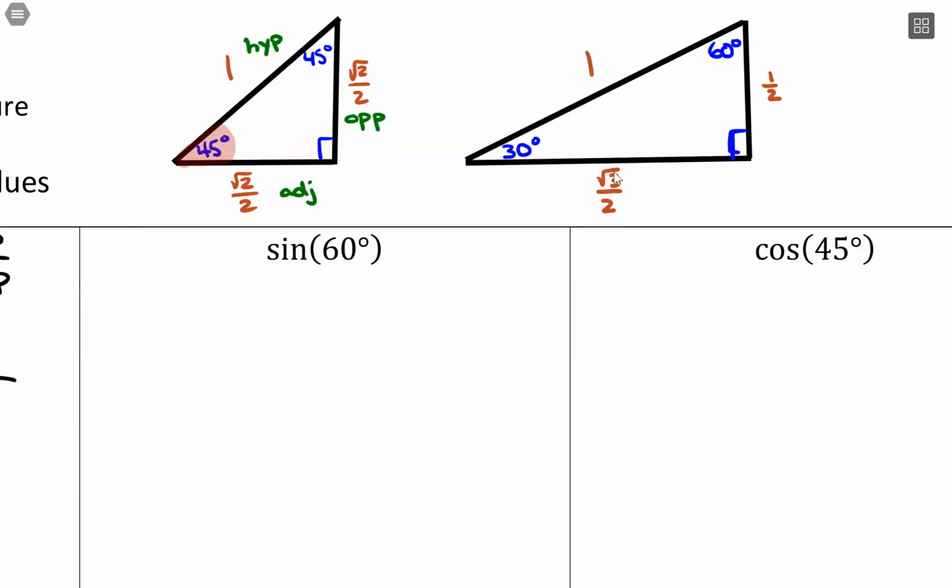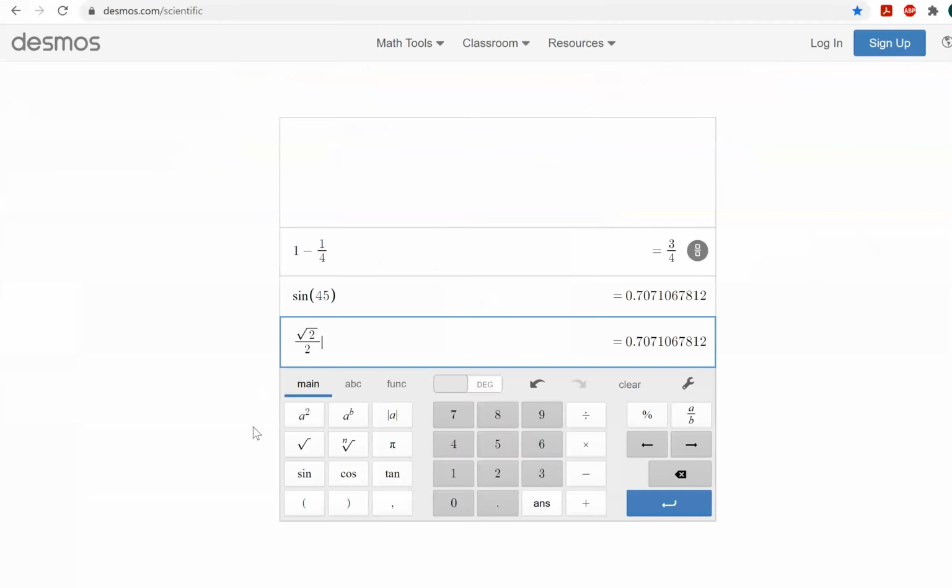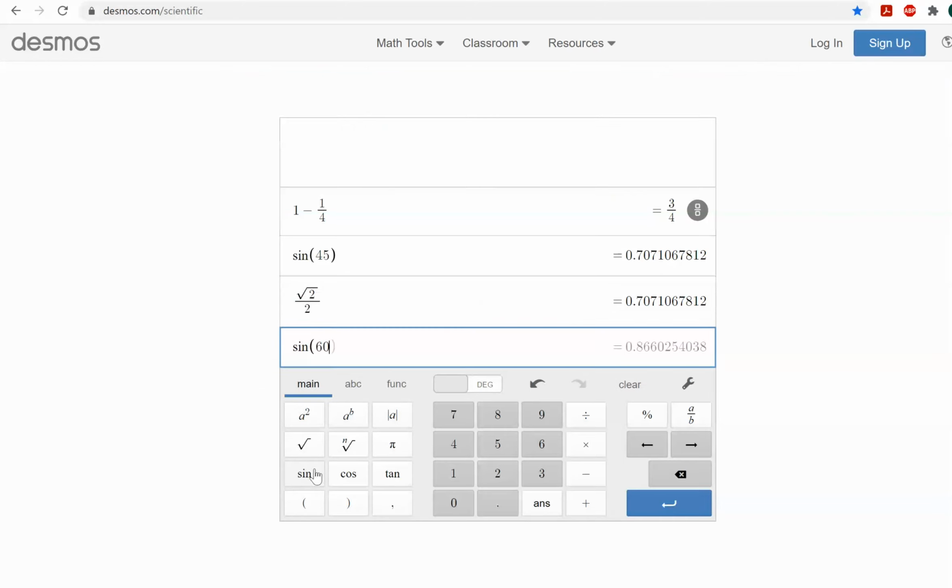For sine of 60 degrees, sine again is opposite over hypotenuse. And with this one, if we're at 60 degrees, opposite is the root 3 over 2 and then hypotenuse of 1. So that means the sine of 60 degrees is root 3 over 2. And we could check that in the calculator, again, looking at sine of 60 and seeing that about 0.87 is correct.